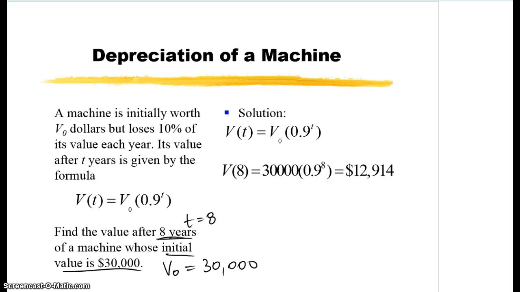So all we do is plug those into our formula, and we get V of 8 is 30,000 times 0.9 to the power of 8, or 12,914. So 8 years later, because this machine depreciates in value by 10% each year, it originally cost $30,000. 8 years later, it will cost $12,914. Okay, so that was a depreciation example.